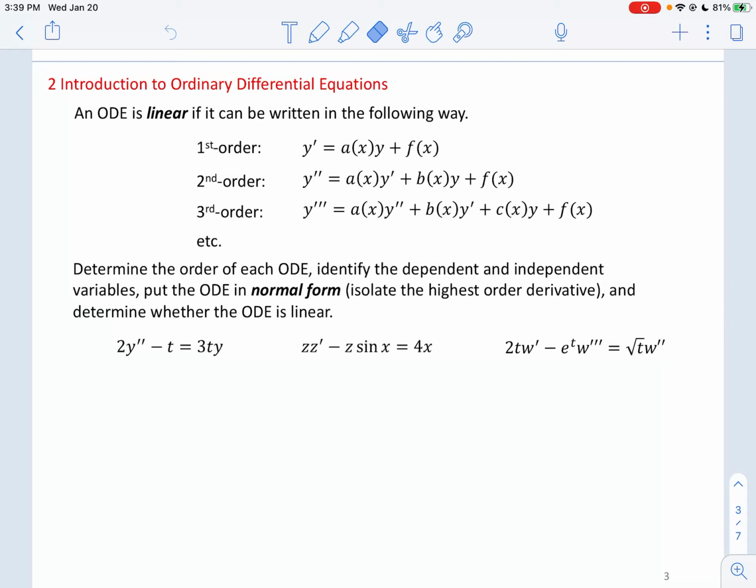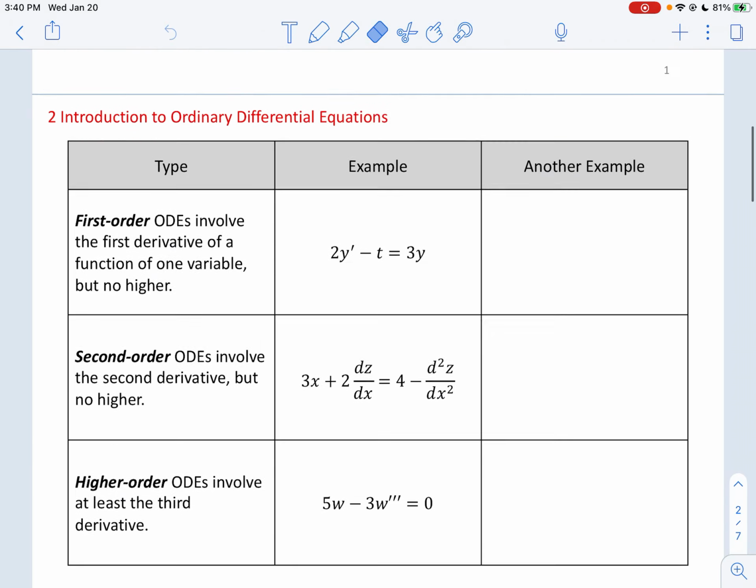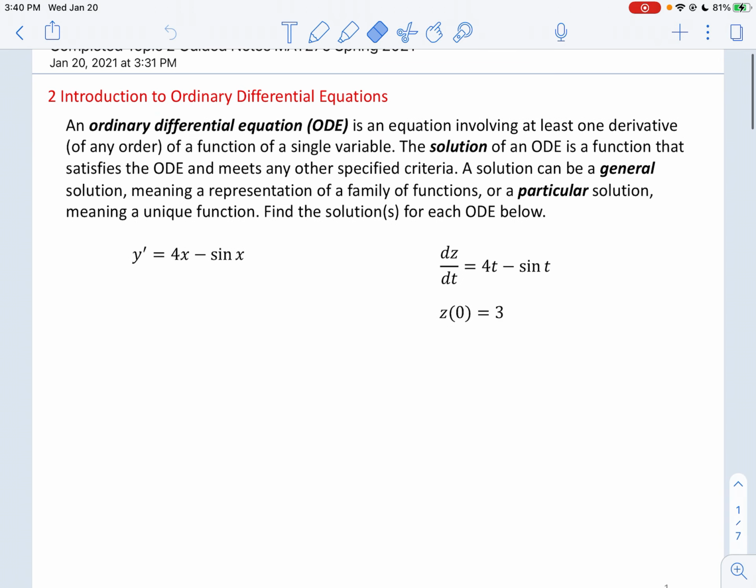Hello class. Topic 2 introduces us to ordinary differential equations, or ODEs. Let me go back to the first page. Here we go. Page 1 of our guided notes.